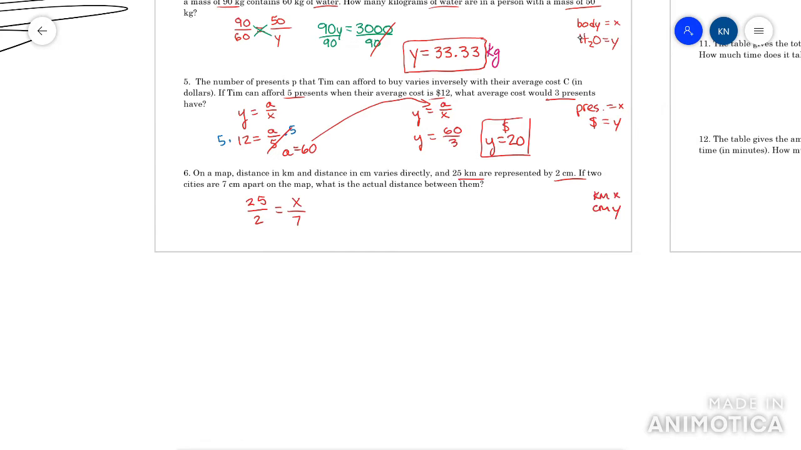Now it's a cross multiply. So you get, I think it's 175 equals 2x. Then you can just divide by 2. Personally, I would just leave it 175 over 2. You can make it a decimal if you want, but a fraction's just as good to me. And we were talking about x, so that's kilometers.